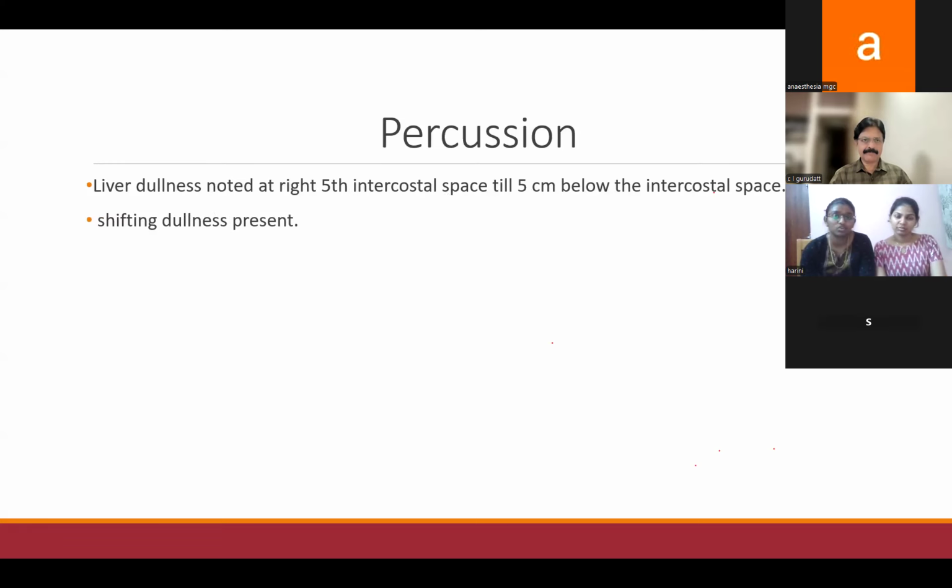Percussion: liver dullness noted in the right fifth intercostal space till 5 centimeters below the intercostal space. Shifting dullness is present.